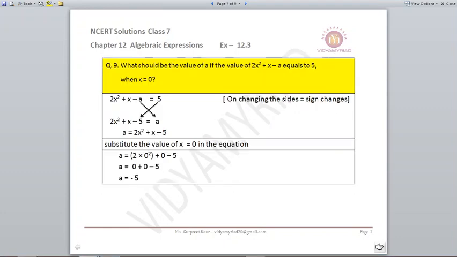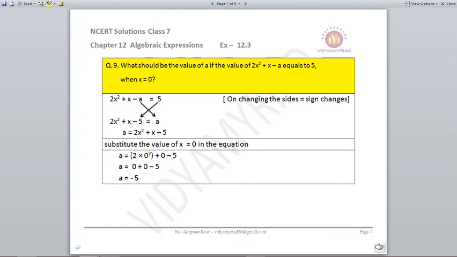Question number 9. What should be the value of a if the value of 2x square plus x minus a equals 5 when x is equal to 0? Now the expression is given to us: 2x square plus x minus a is equal to 5. As we have to find out the value of a, we will try to make a alone on one side, whether right or left. For that I have to change the place. If I am changing the place, my sign will change. Take care. A I am shifting from left to right. So minus will become plus. It becomes plus a.